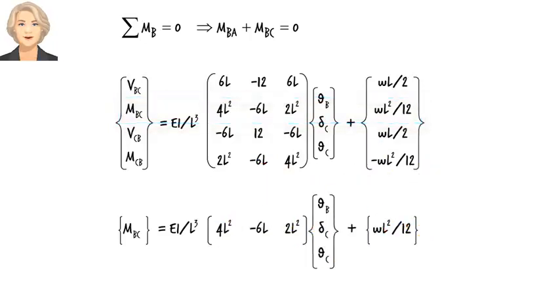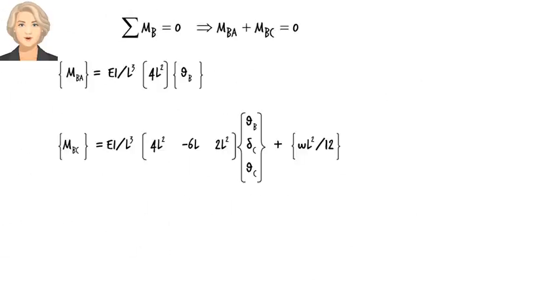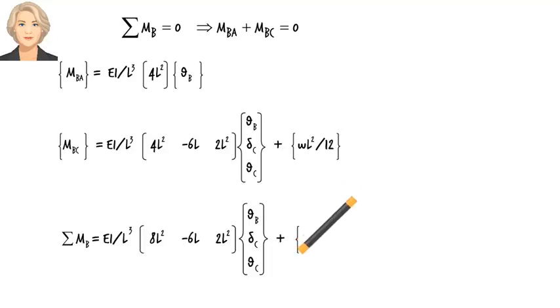So, the two terms in the first equilibrium equation are... How do we add them together to get the first equilibrium equation? Like this. This is the sum of the coefficients for theta B in MBA and MBC. This is the sum of the coefficients for delta C, and this is the sum of the coefficients for theta C. To better understand this addition operation, let's view the equations in algebraic form.